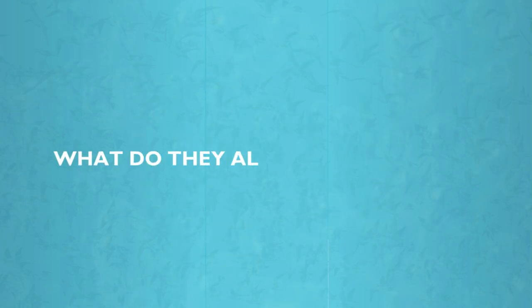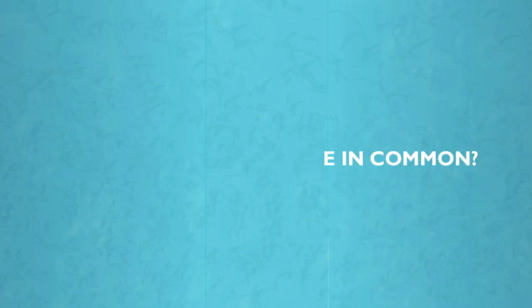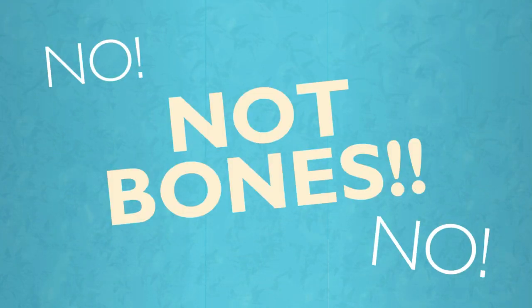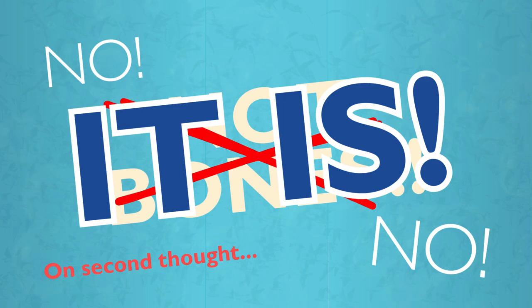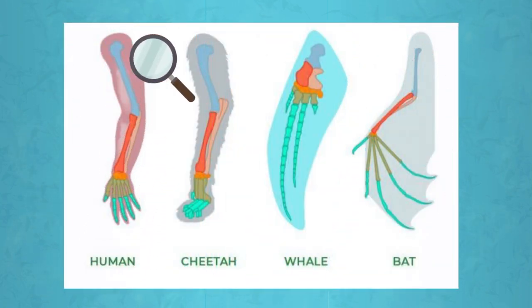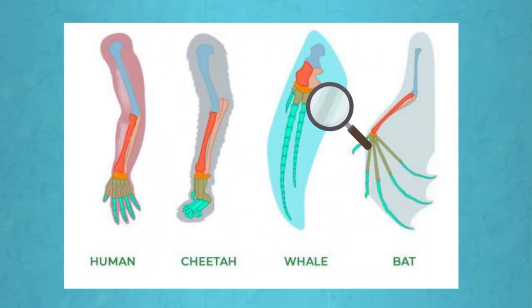Imagine a bat, a whale, and a human waving hello. What do they all have in common? No, it's not that they all have bones. Well, actually, it is about bones. If we look closely, their limbs all share the same fundamental structures.